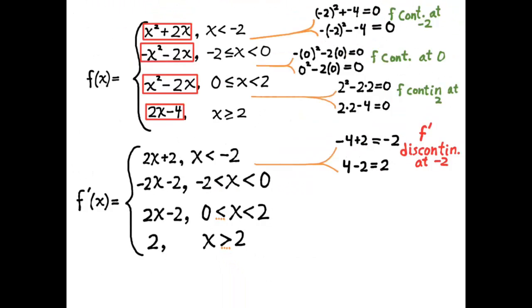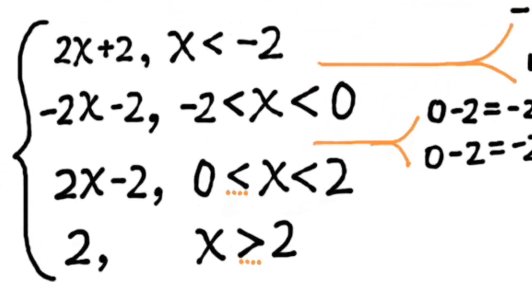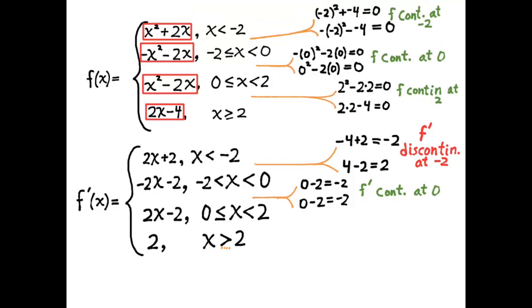Next, I do the same analysis at the junction point 0. So I substitute 0 into negative 2x minus 2, and I substitute 0 into 2x minus 2. I get the same value, so f prime is continuous at 0, and therefore f is differentiable at 0. So that means that this next orange dashed line becomes black. Then I do the same analysis at the last junction point. I substitute 2 into 2x minus 2, and 2. They're the same value, so the function f prime is continuous at 2, and therefore this last little orange dashed line turns black. And now I've found my derivative function.